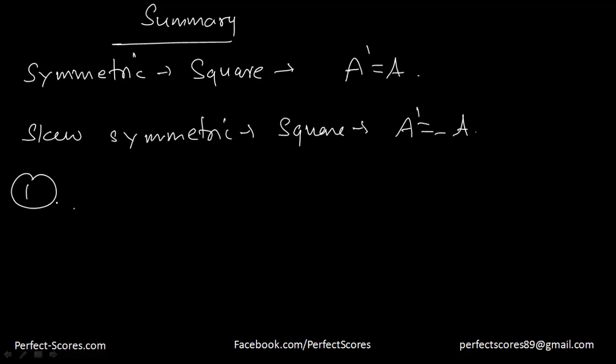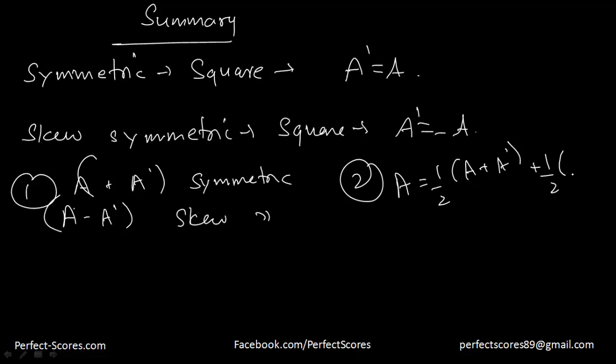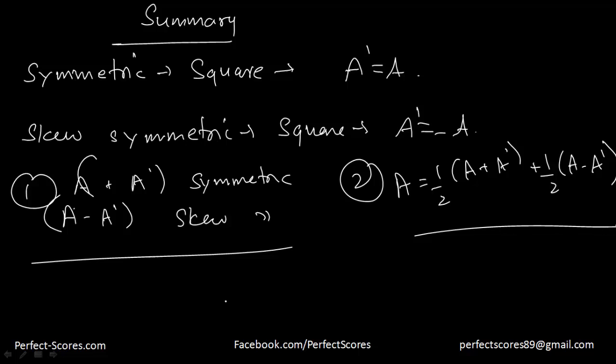And the first theorem that we stated, that A plus A transpose is always a symmetric matrix, and A minus A transpose is always a skew symmetric matrix. And the second theorem that we said, that a matrix can be written as the sum of a symmetric matrix and a skew symmetric matrix, right? So that is there and that is there. That'll help you in a lot of manipulation.